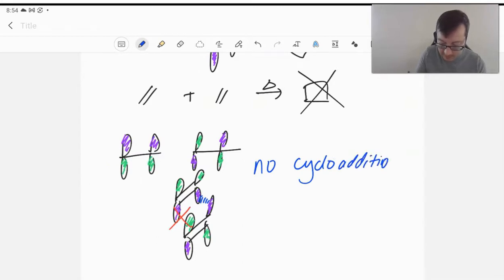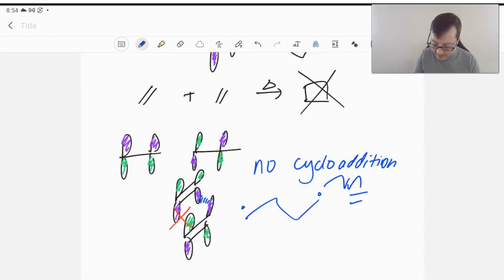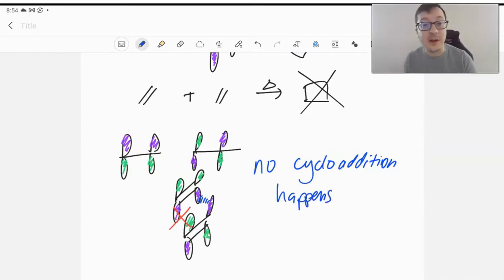In fact, what we do see, if we were to try and do this, we would end up polymerizing ethylene. So we would just make a single bond between the purples, and we would end up having radicals now on the ends, which then we could add to more ethylenes. Should be single. And we can keep the chain going. They'll actually form polymers instead of cycloaddition products. But that's something for another day.